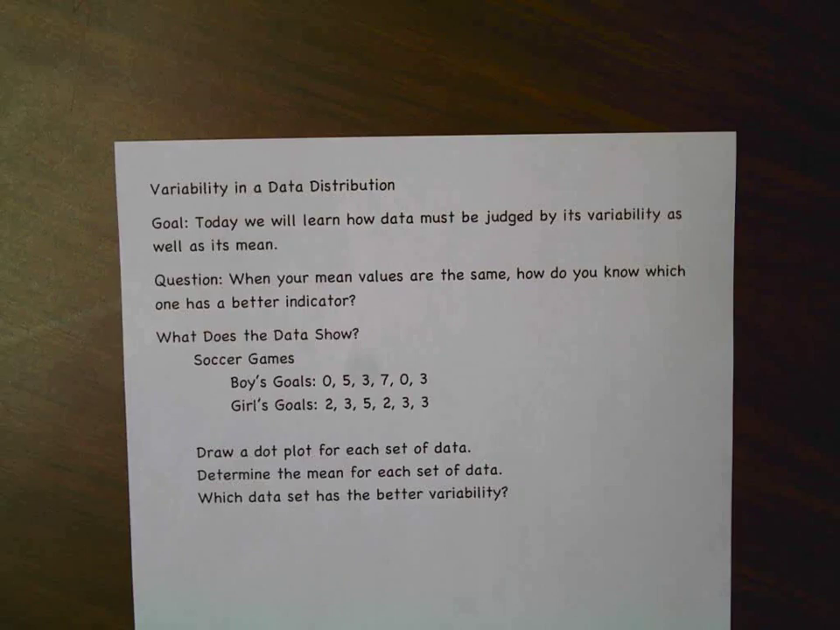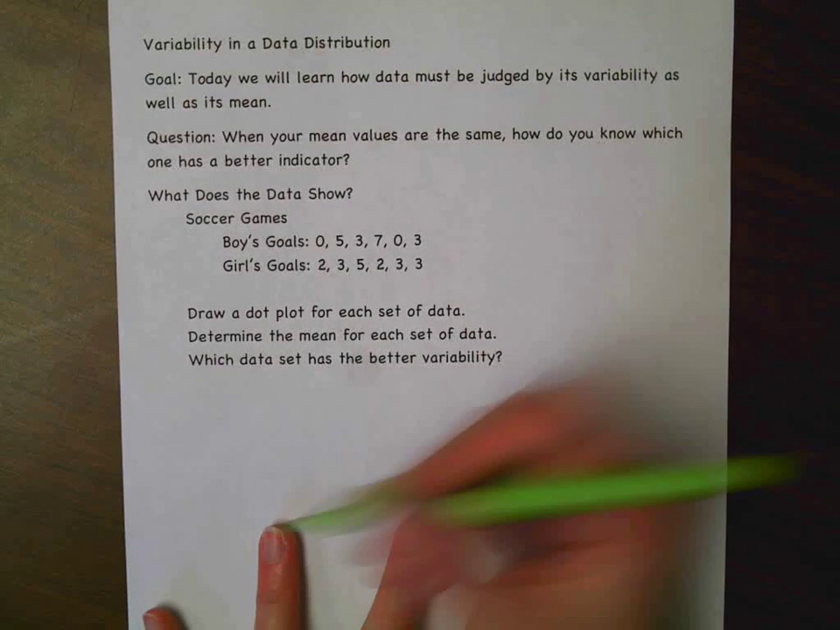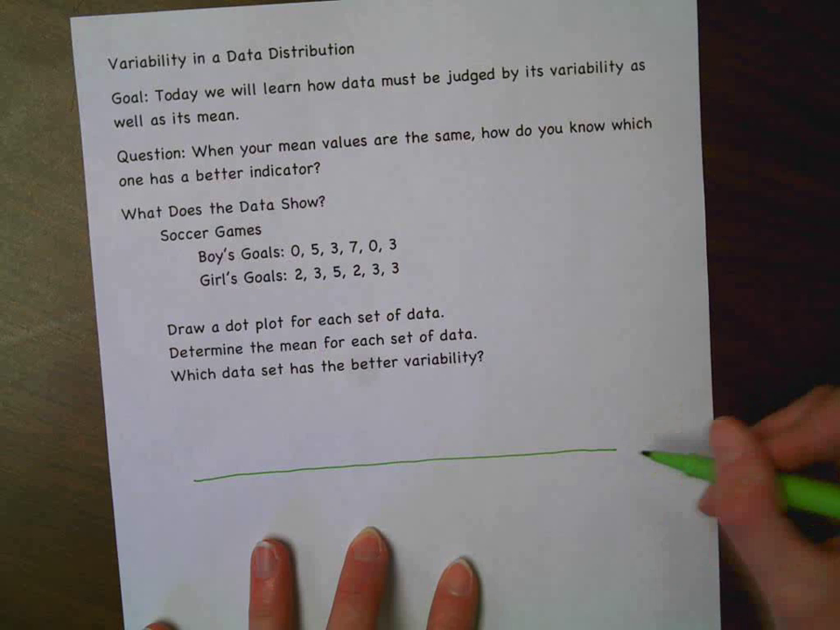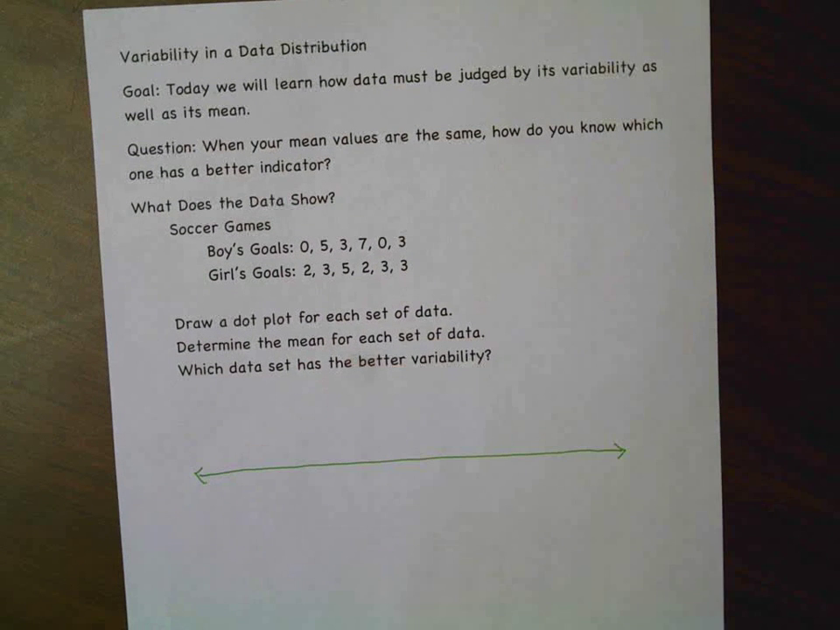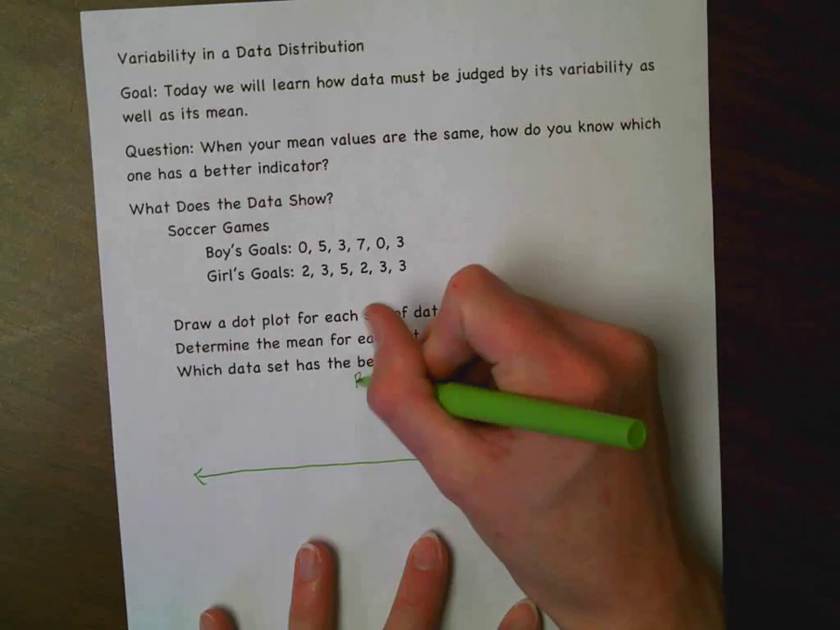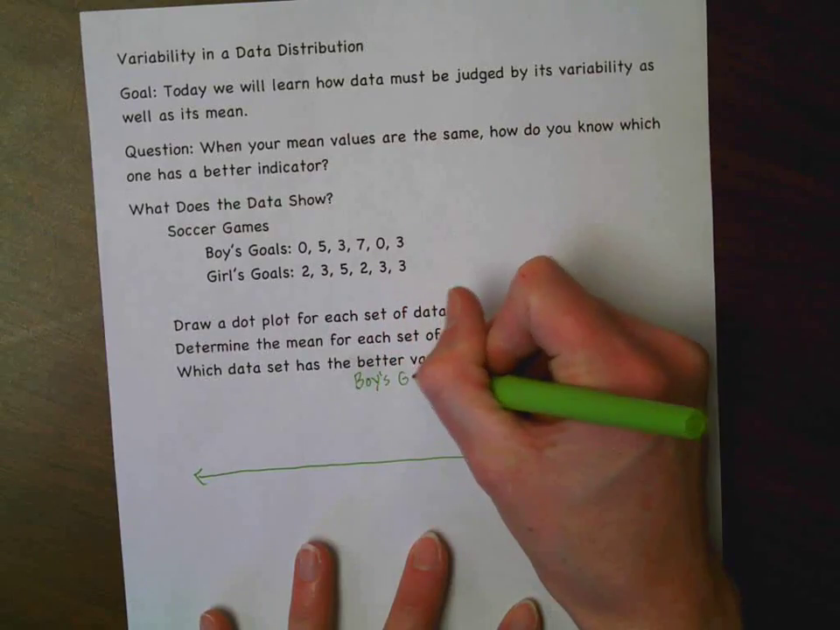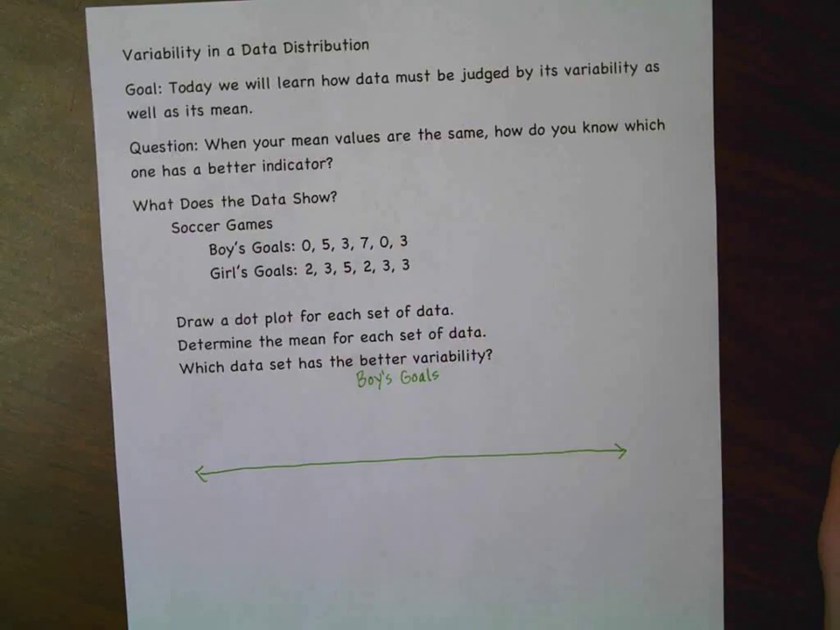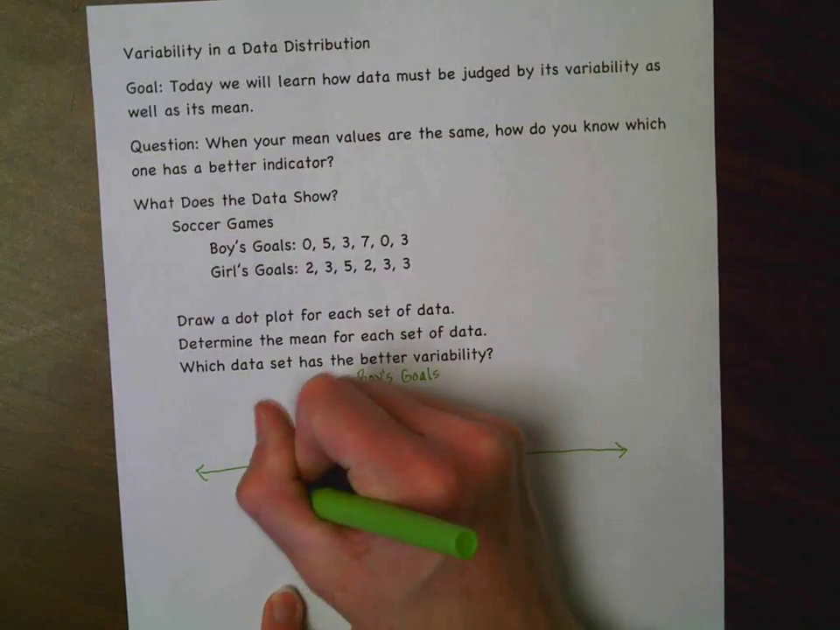The first thing it tells us to do, to help us understand the variability of this data, is draw a dot plot for each data set. I'm going to do the dot plot for the boys in green. Remembering our dot plot skills, it's just a horizontal number line. I'm going to label it boys' goals because all dot plots have to have a title. Looking at my numbers, 7 is my highest and 0 is my lowest, so I'm going to put my numbers on there.